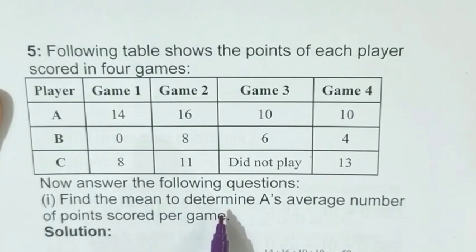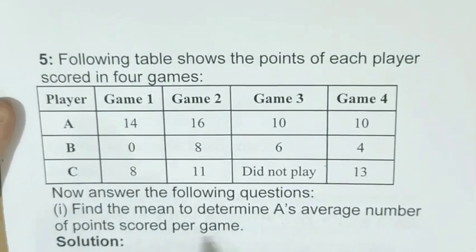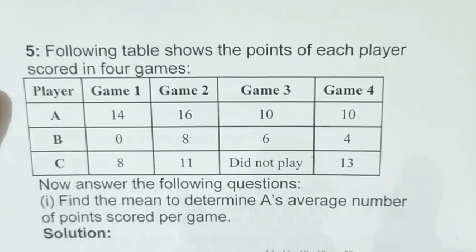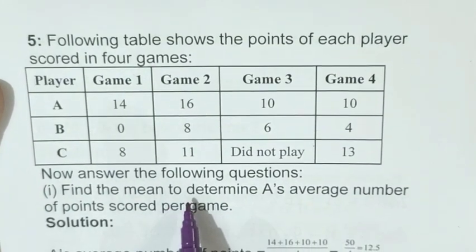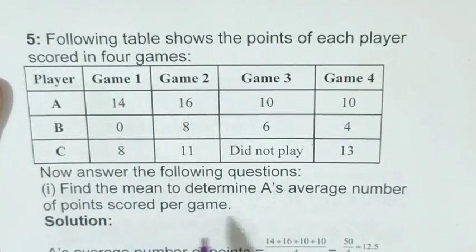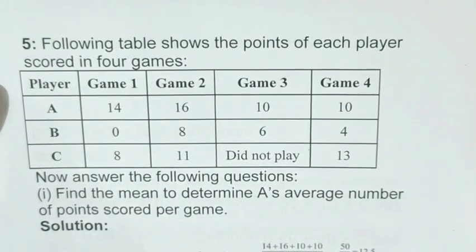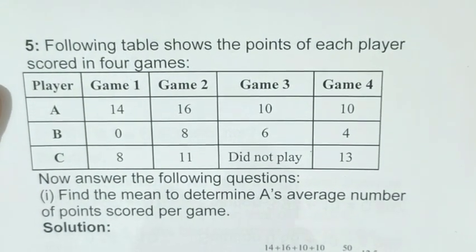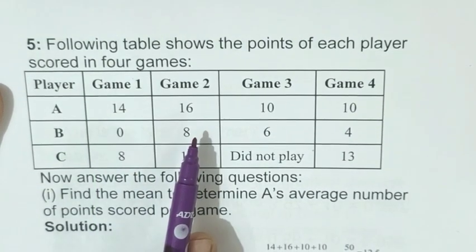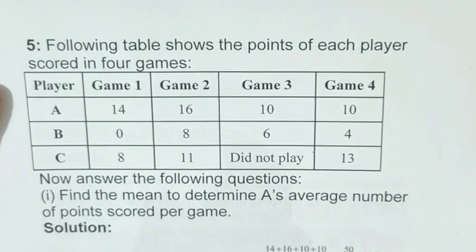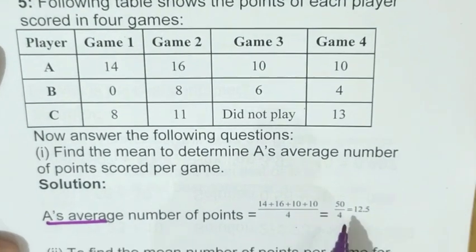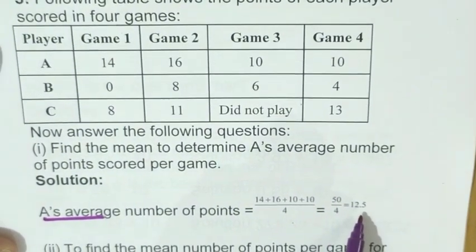Find the mean to determine A's average number of points scored per game. Nothing else, only A's average they have asked. So A's average is all we have to calculate. A's average means the sum of the data, so 14 plus 16 plus 10 plus 10 divided by 4 matches he played. So 50 by 4 is equal to 12.5.